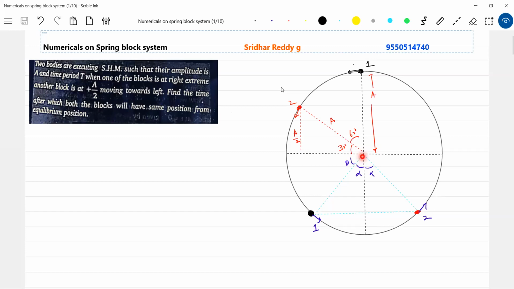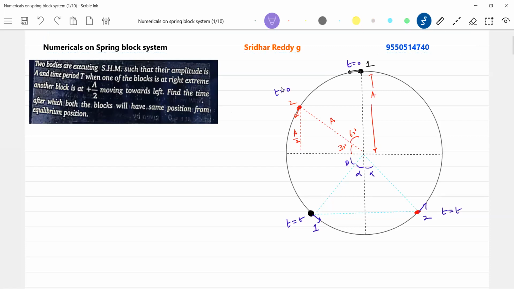Now what is our question? Find the time. This is t equal to 0. At t equals 0, they are here. After some time t, they are here. So we have to calculate that particular time, the time at which both will be at the same position. This is the best available method. Even with the mathematics yesterday, you might have seen that somewhere we were missing the sign in the trigonometry. Even I tried a lot. Okay, now look at this particular thing.